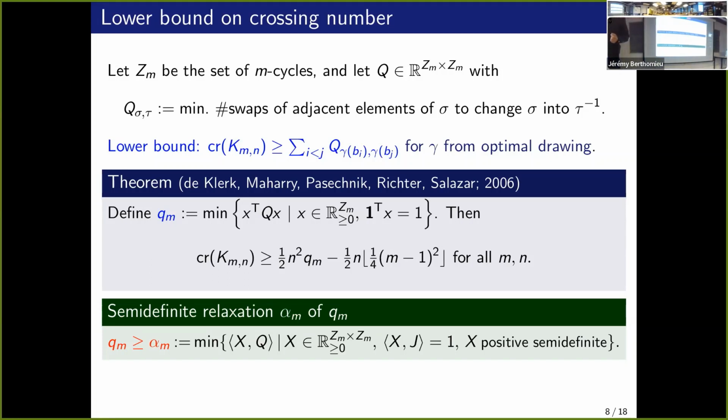Yes. Is Q dense or sparse? Q is dense, but it has a lot of symmetry. Basically almost all entries of Q are non-zero, except if sigma is equal to tau inverse.